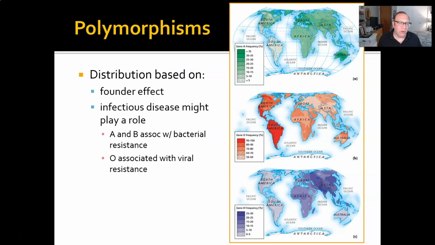The other is that selection might actually play a role. There's been some correlation between type A and type B blood with bacterial resistance, and some correlation with type O for viral resistance. So perhaps early on, when they arrived in different places in the Americas, the early Native Americans encountered more viruses than they did bacteria, and so the viral resistance became more of an advantage. It could be both of these explanations. But the point is, these clinal maps are shaped by evolutionary forces, right?